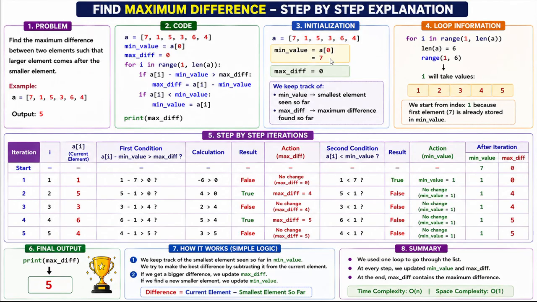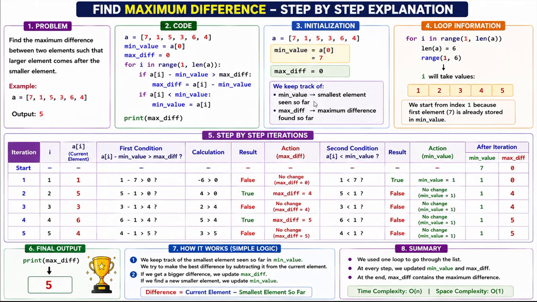Okay. And here this is the initial list. Here the exact list: a equal to 7, 1, 5, 3, 6, 4. And here min_val equal to a of 0. What does a of 0 mean? It means index, right? What is the 0 index here? The value at 0 is 7, right? Indexes 0 1 2 3 4 5. So a of 0 means 7. Maximum difference: initially we are taking maximum difference equal to 0.